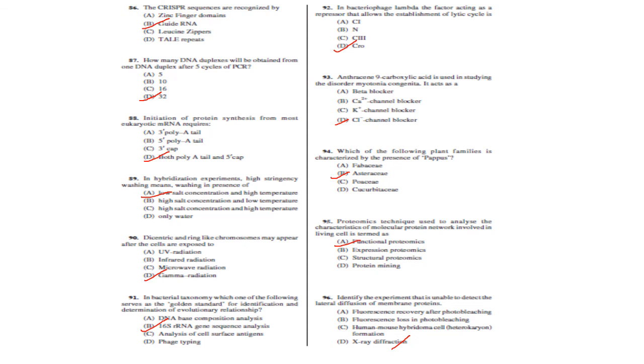Then next one. Which of the following plant families is characterized by the presence of pappus? So it is Asteraceae. Answer is option B. Then, the proteomics technique used to analyze the characteristics of the molecular protein network involved in a living cell is termed as... It is called functional proteomics. Answer is option A.